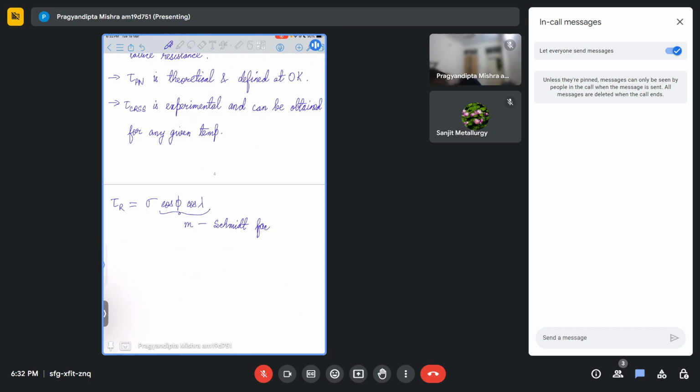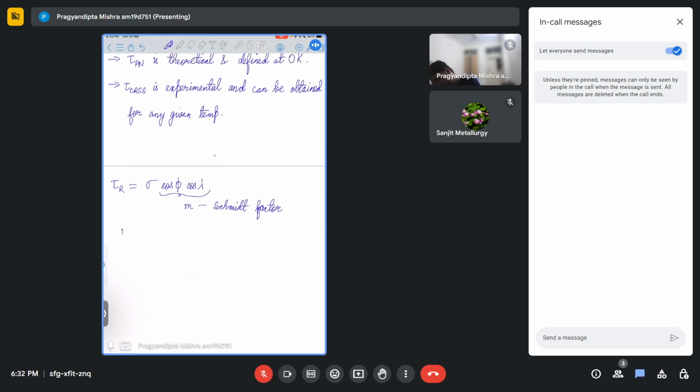So what we want to do is influence this Schmidt factor value somehow, so that we can tweak how much sigma we need to apply in order to get some tau R. Okay. So from this relation you can see that if the M value reduces, then the sigma value has to increase for the same tau R, and vice versa.